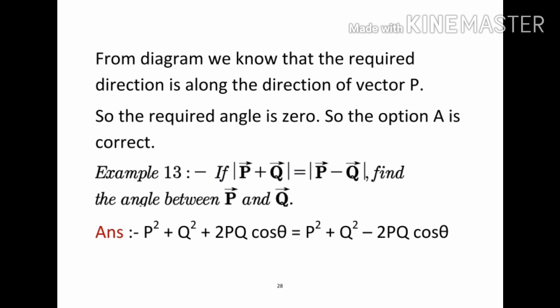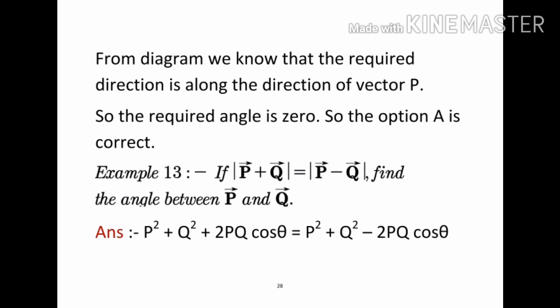Next one, example 13. If magnitude of P bar plus Q bar is equal to magnitude of P bar minus Q bar, find the angle between P bar and Q bar. So to solve this, we are using addition of two vectors P bar and Q bar and subtraction of two vectors P bar and Q bar. So that is, P bar plus Q bar is taken as root of P square plus Q square plus 2PQ cos theta, that is given as root of P square plus Q square minus 2PQ cos theta.